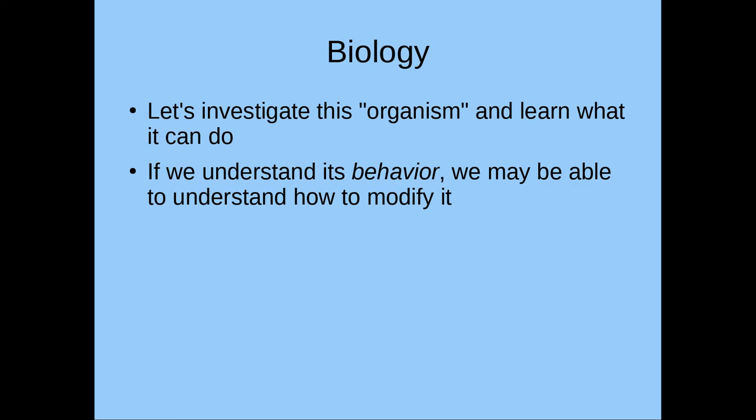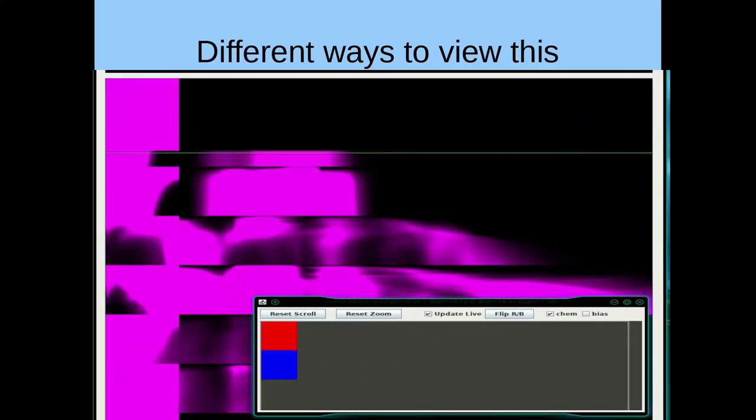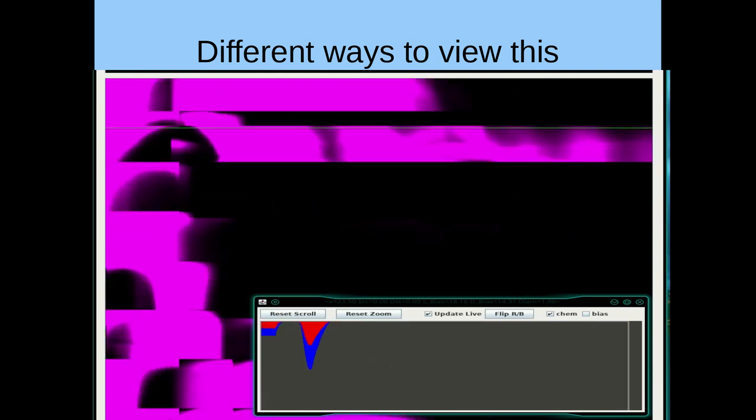So we switch gears and we take more of a biologist approach. And we say, well, instead of trying to just go in and modify this thing, let's observe it. Let's put it under a microscope. Let's poke and probe and see what it does and see if we can figure out its behavior. And then maybe we can come in and start modifying that behavior. So we add some things to the simulation. So we have different ways of viewing what's happening with the chemicals.